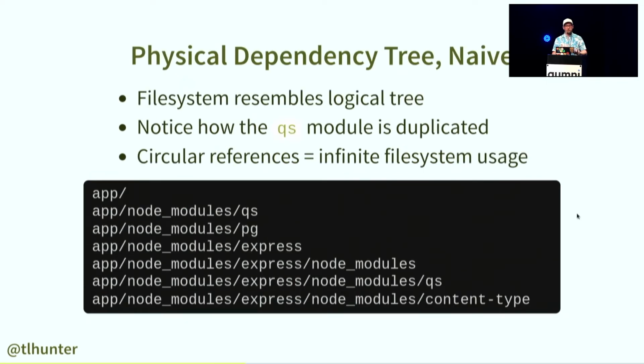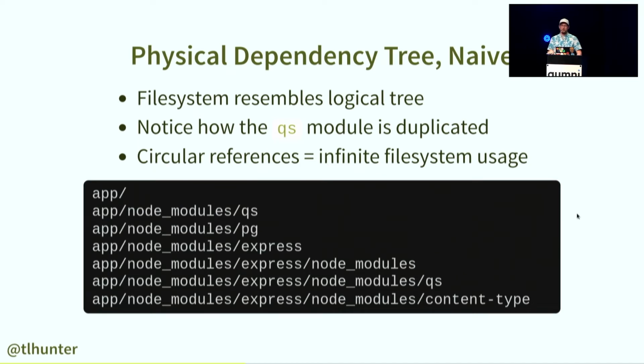And so how might we represent this tree on disk? Well, first, we can look at this naive approach. With this approach, the file system ends up perfectly resembling the logical tree. So in this case, we have our app directory, and that contains the node modules directory. Inside of that is a QS, PG, and Express directory, but then Express itself has modules that it depends on. And so we have a node modules directory inside of that, as well as the QS and content type packages in that directory as well. But this is not completely ideal because we see that the QS package is repeated multiple times, whereas it doesn't necessarily need to. And that can result in a higher disk size.